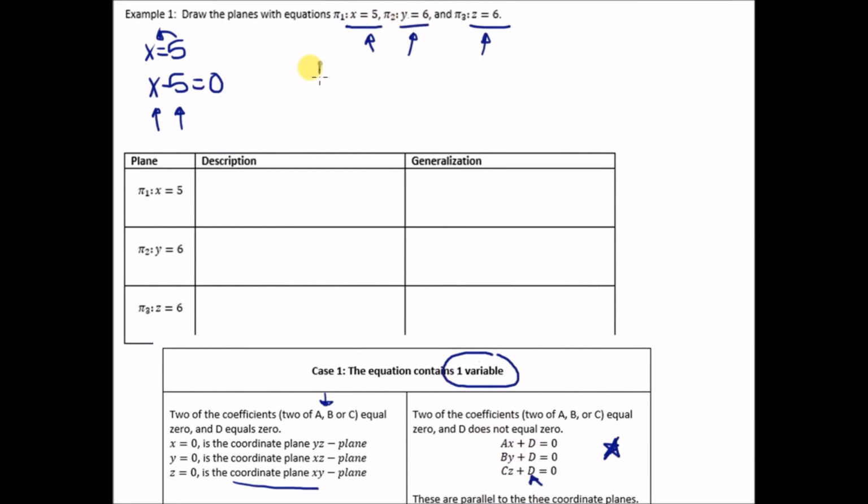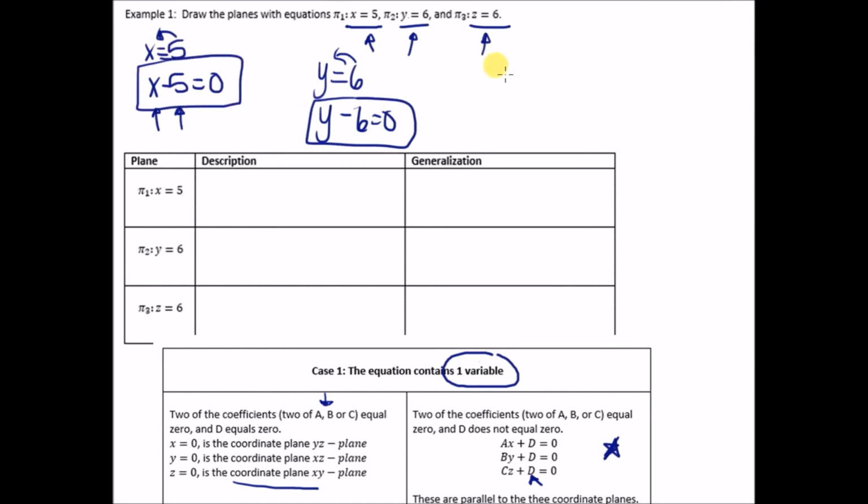I'm going to quickly rearrange these. So y minus 6 equals 0 is another one of our equations in Cartesian form. z equals 6, bring that over, z minus 6 equals 0. Okay, so here are the three planes. Let's write a little description of them. I'm going to change this a little bit. We're not going to write a generalization, we're actually just going to sketch it right here.